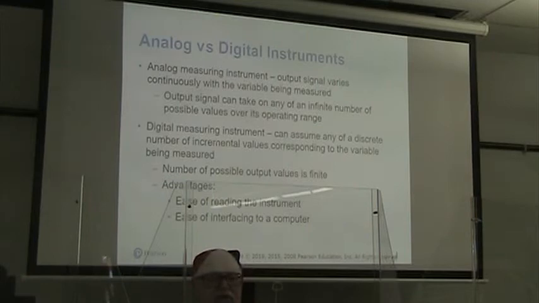Whereas with a digital measuring instrument, it can only assume any of a number of incremental values that correspond to the variable being measured. So our number of output values is finite, but it has the advantage that it's easy to read the instrument and it's easy to interface to a computer.